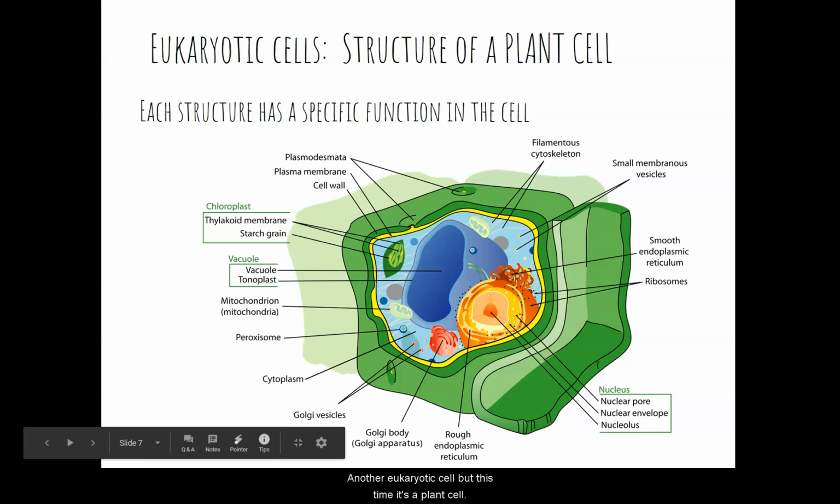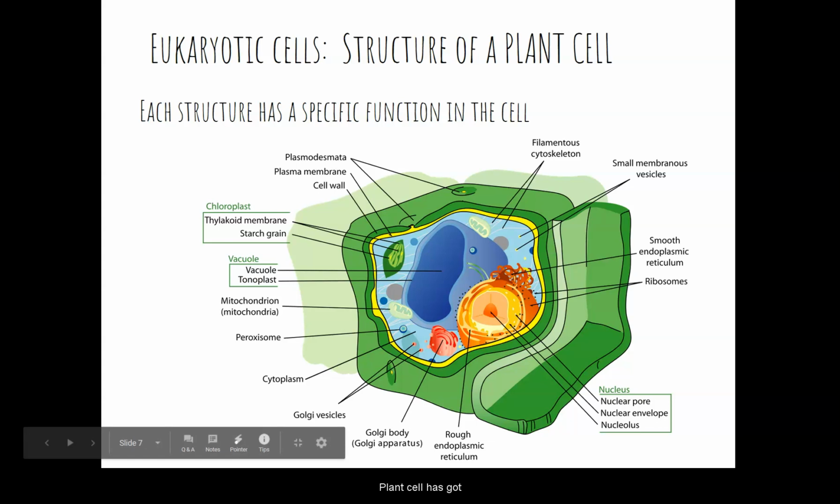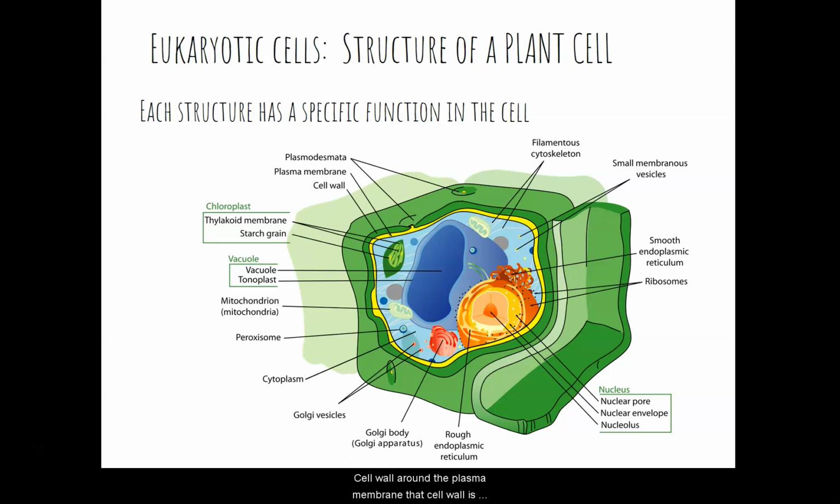This is another eukaryotic cell, but this time it's a plant cell. There are some differences between plant and animal cells, and one of the most major differences is that the plant cell has got a thick cell wall around the plasma membrane, and that cell wall is made of cellulose, which we've talked about last week. Plants also have a structure called a chloroplast that is the photosynthetic organelle. They have large structures called vacuoles that store starches and pigments and other chemicals. There are some other differences as well between plant and animal cells. We won't get into them right now.